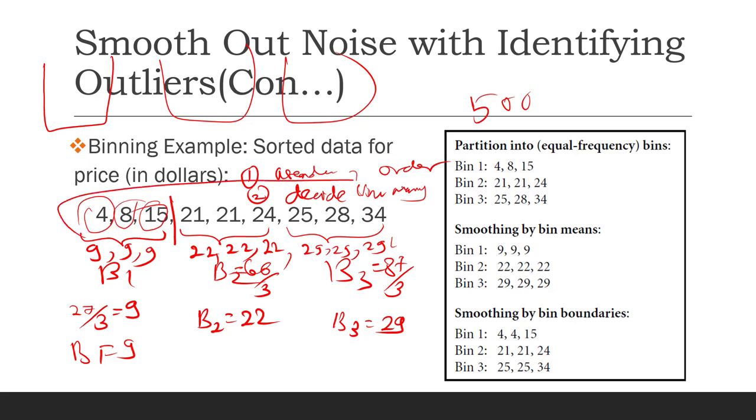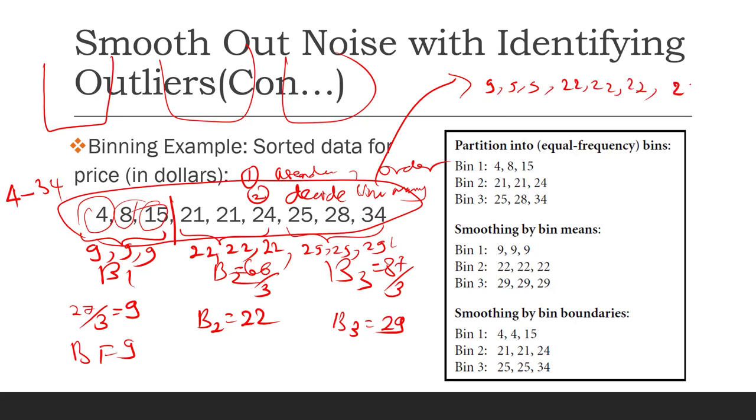So here is your sample data points, and now you are converting your samples. Previously your range was between 4 and 34, right? Now your data set is 9, 9, 9, 22, 22, 22, then 29, 29, 29. So your range is between 9 and 29. So this was a 30 interval, and here you are getting a 20 interval. It means you are actually reducing the abnormal interval, right? So this is one way. By using the mean value, you can also fill the missing values, right?